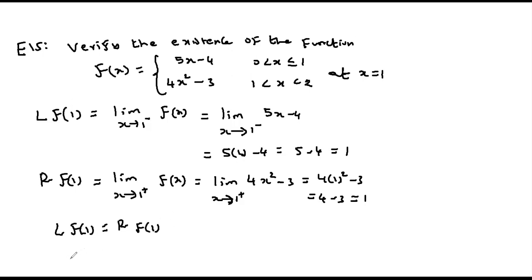Therefore limit x tends to 1 f of x exists, and exist ஆ இருக்கிறத விடையும் அதோட வேல்யூ இருக்கு ஈக்குவல் அப்படினு சொன்னா 1 ஈக்குவல். Limit x tends to 1 f of x is equal to value is 1. புரியுதா? Left limit right limit ரொம்ப ஈஸியா இருக்கா?